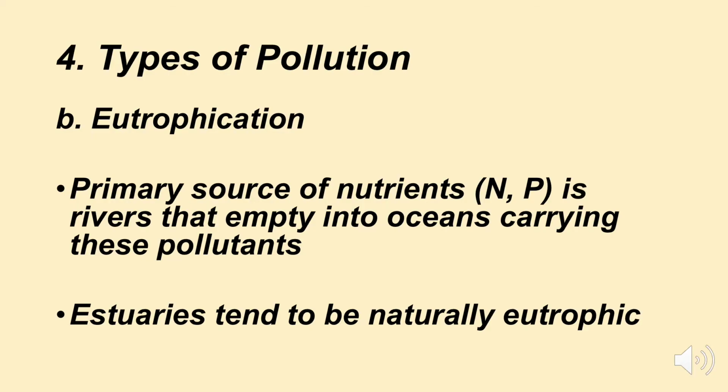So the primary source of eutrophication is nutrients, particularly nitrogen and phosphorus. And the source is the rivers that carry this nitrogen and phosphorus to the ocean. The rivers that empty into the oceans carrying these pollutants. And estuaries along the coastline tend to be harbingers of eutrophication. We tend to see eutrophication quite a bit here.